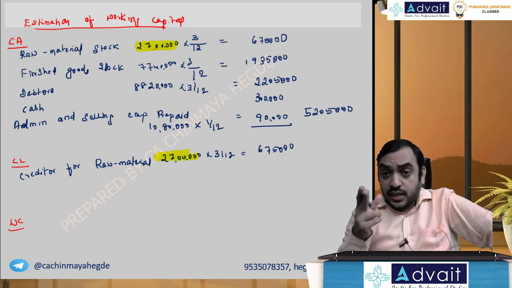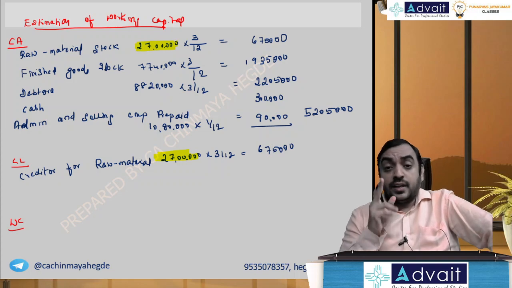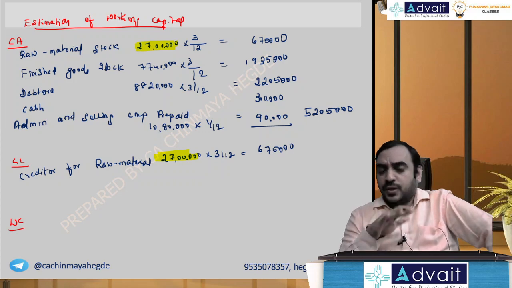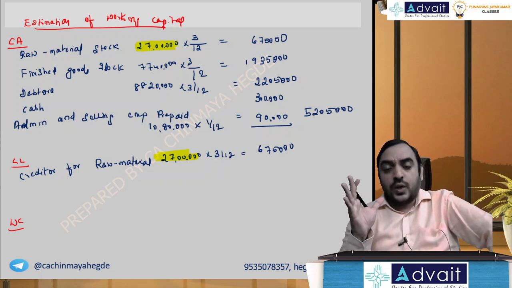Raw material stock is based on raw material consumed. Creditors for raw material is based on raw material purchased. But in most of the problems both are equal because purchases and consumption are equal. For the reason that opening stock and closing stock of raw material we assume equal, therefore purchase equals consumption.